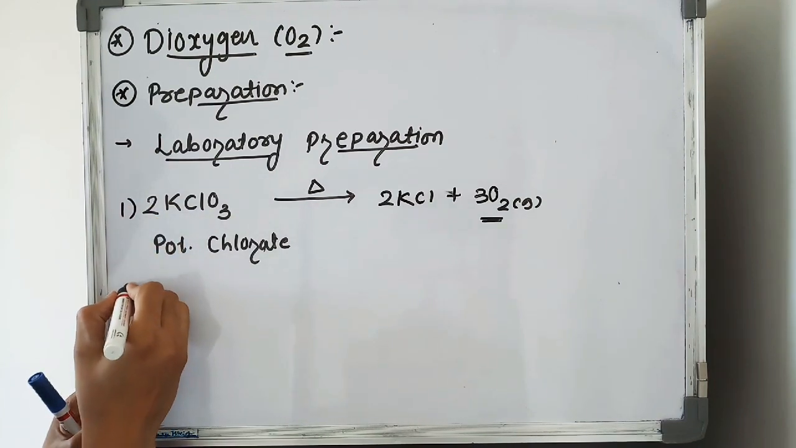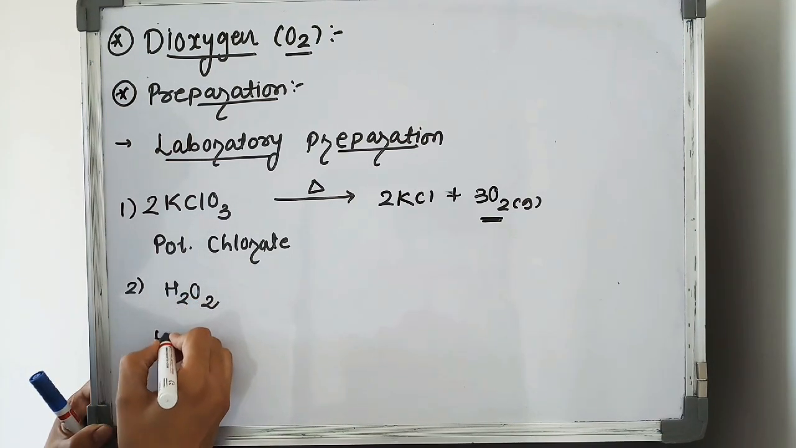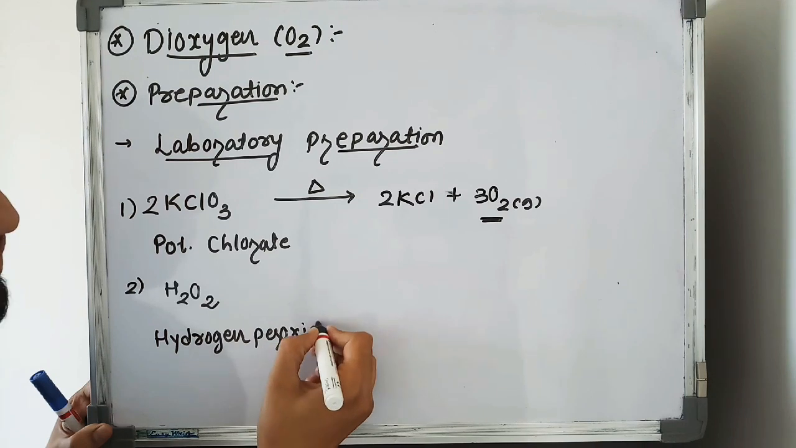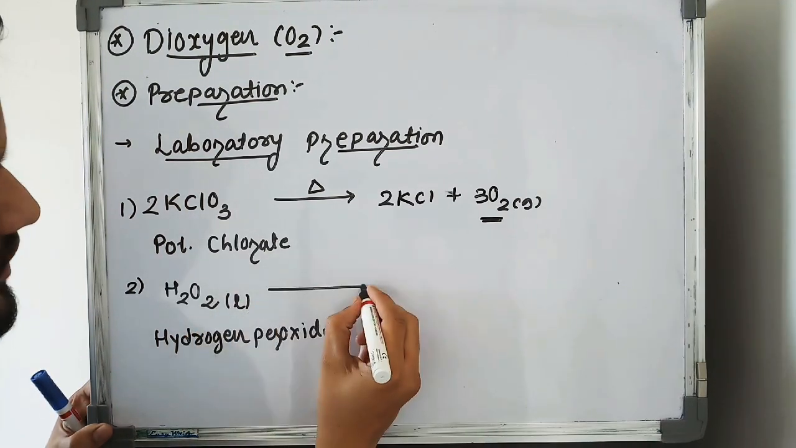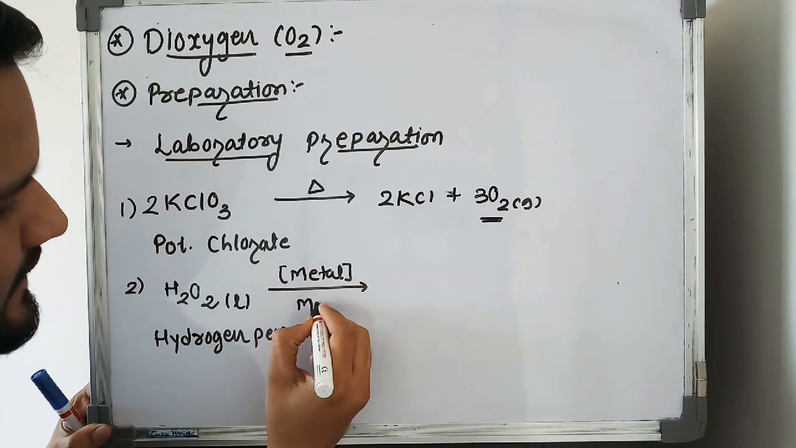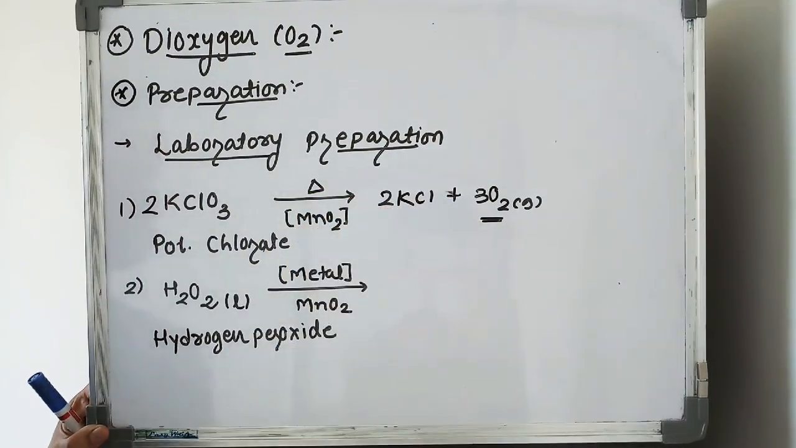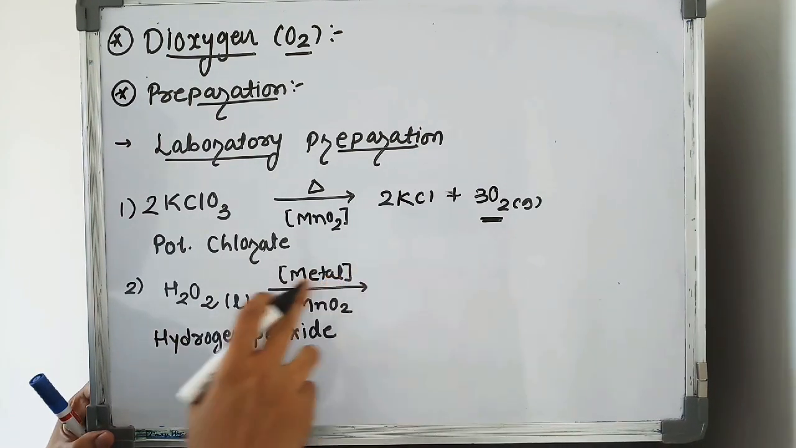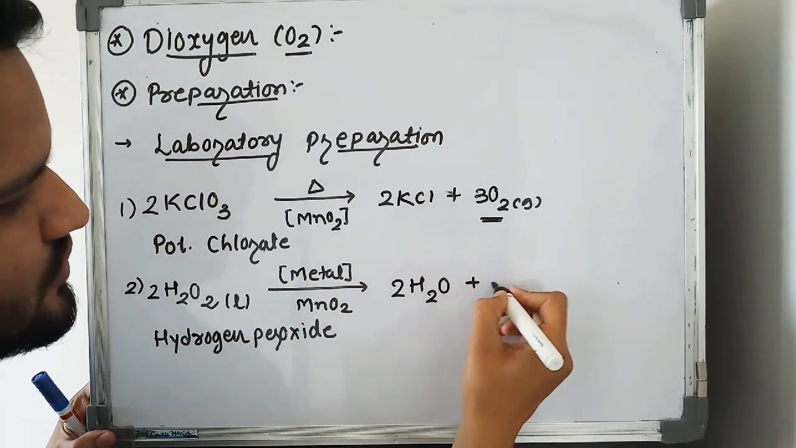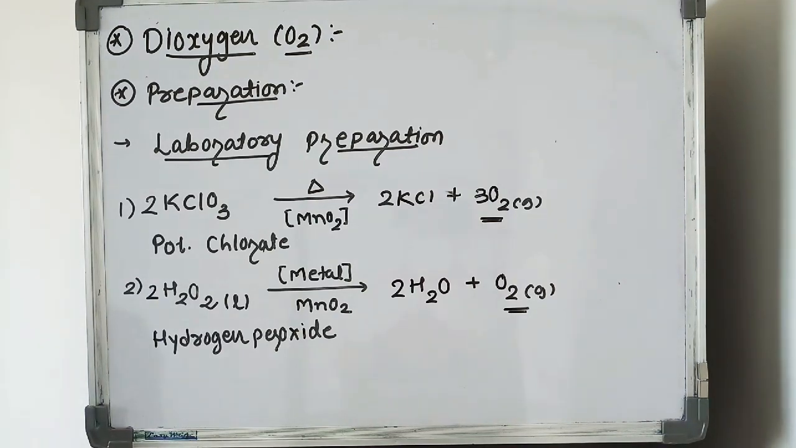Now the next laboratory preparation of dioxygen. Dioxygen is also prepared by the decomposition of hydrogen peroxide. This hydrogen peroxide decomposes in the presence of a metal catalyst and MnO2. In this reaction, MnO2 also acts as a catalyst. So in the presence of MnO2, H2O2 is decomposed into H2O plus oxygen, which is released during the reaction. So this is called the laboratory preparation of dioxygen.